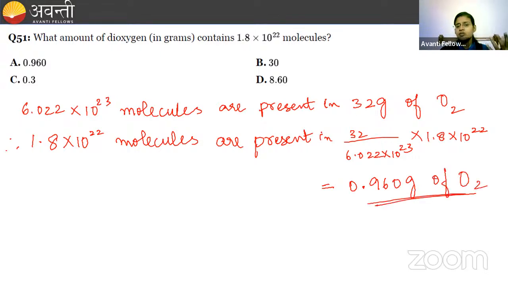So Avogadro number of molecules are present in 32 gram of oxygen, which is 1 mole of oxygen. So the given number of molecules are present in 0.960 gram of oxygen. Okay. So option A is the correct answer for this question. Clear? So now let's go for the next.